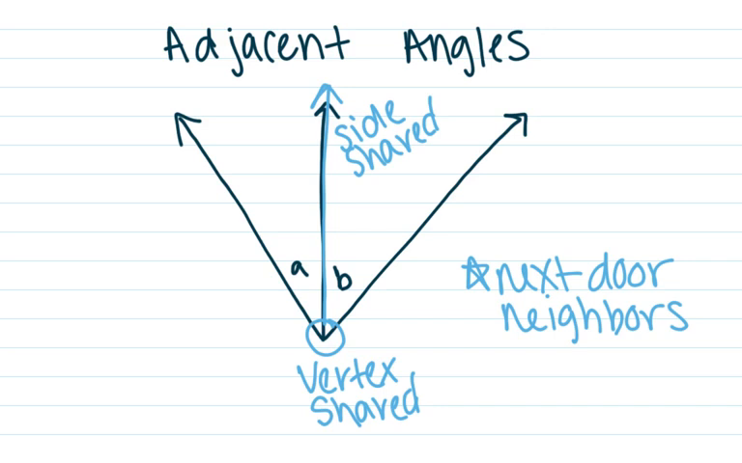Now, unfortunately, with adjacent angles, there's not enough information here for me to tell what A is and what B is, so I can't use the fact that they're adjacent angles to solve for these missing angles, but I can identify them as adjacent angles because that does matter in other contexts in geometry.